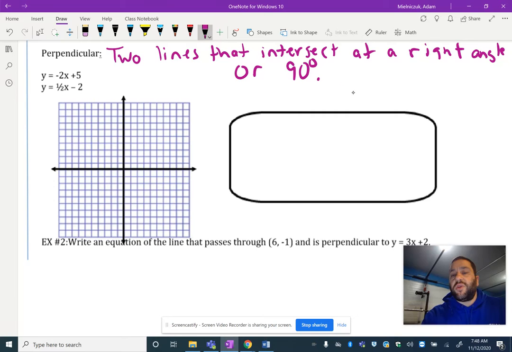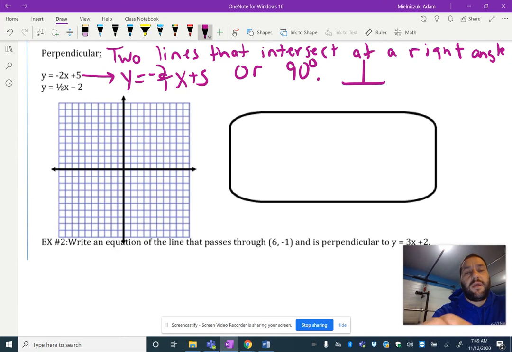The symbol you would see is this one here. That means is perpendicular to. So two lines intersect at a right angle, which is 90 degrees. So let's take a look at our examples. We have y equals negative 2x plus 5, which we should really rewrite as y equals negative 2 over 1x plus 5. And then we have y equals 1/2 x minus 2.